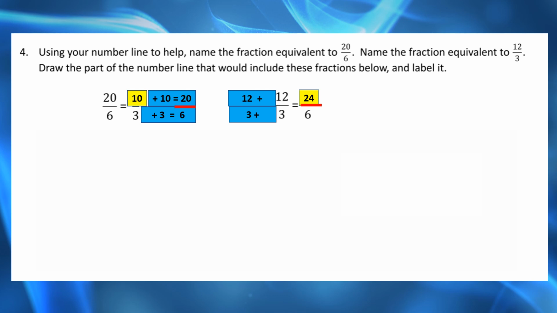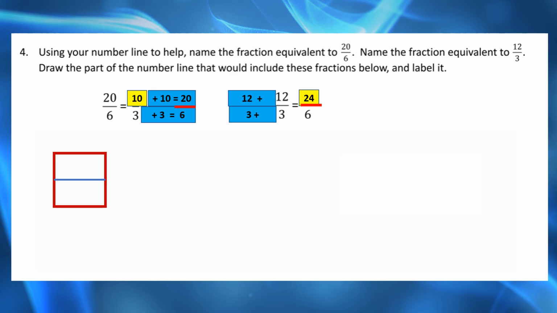Now we're almost done. We just have to draw the part of the number line that would include these fractions below and label it. So let's go ahead and do that. So first I'm going to start off by drawing a little rectangle. All right, and I'm going to split that in half. Now the top of my rectangle is going to be in thirds and the bottom is going to be in sixths.